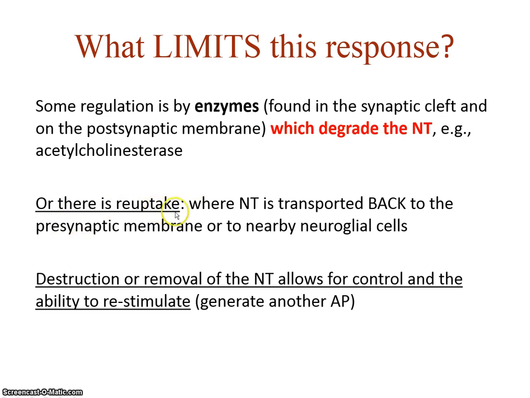There's also reuptake, where the neurotransmitter is transported back, right? So endocytosed to the presynaptic membrane or even nearby neuroglia cells. And then there's also the possibility for destruction or removal. The destruction or removal of this neurotransmitter allows for the fine control we have between nerve cell to nerve cell, or neuron to neuron, and the ability to re-stimulate as is needed.